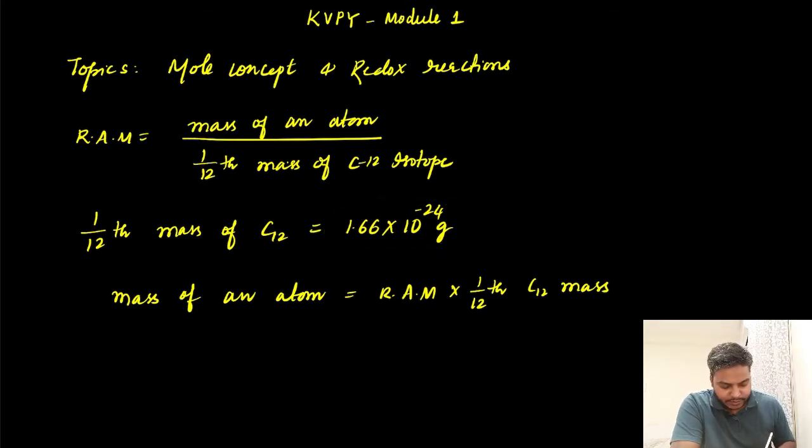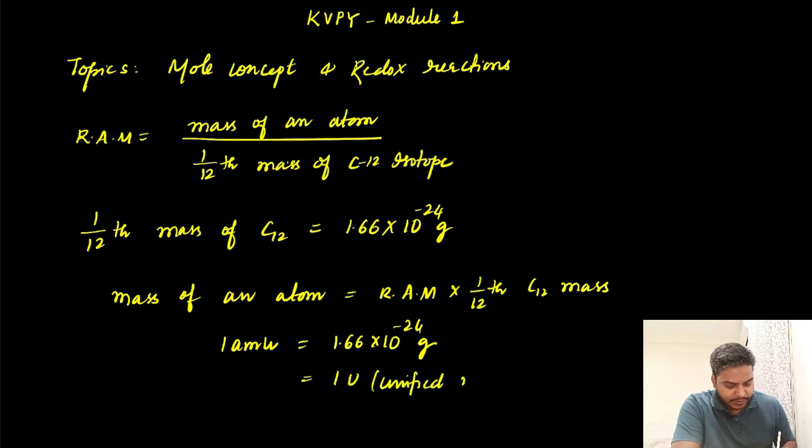This is a standard value, and that standard value is represented as 1 AMU, which is 1.66 into 10 raised to power of minus 24 grams. This is also known as 1 U, or unified mass. Okay, so basic terms you must know this.